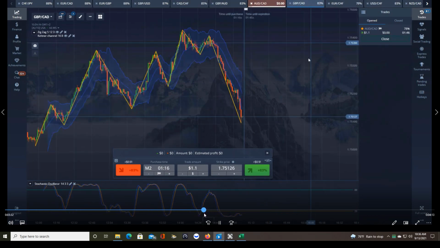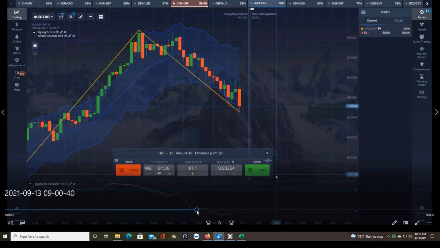So here is the next trade. Let's see. It's on the Australian dollar. Let me just get the video to stop. Australian and Canadian dollar. And the entry signal is as soon as, so first I have to see the candlesticks breaking out below the bottom of the Keltner channel, or at least hitting the bottom, and they are.